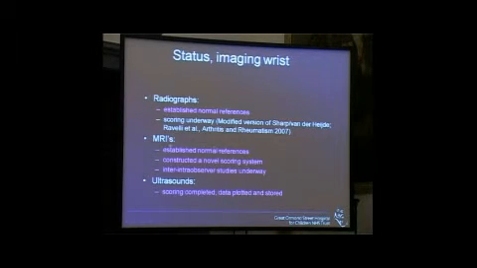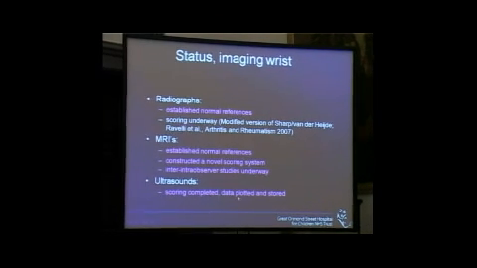With MRIs, we've established normal references, we've constructed our scoring system, and we are also starting to look at inter- and intra-observer Kappa scoring on this group of patients on MR. Ultrasound, the project of the scoring is completed, data has been plotted, and is in storage.